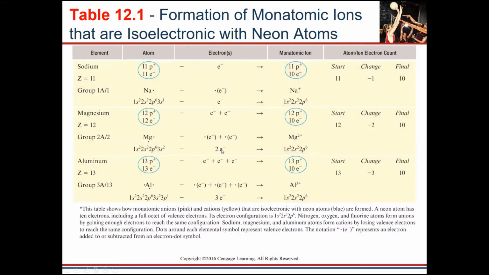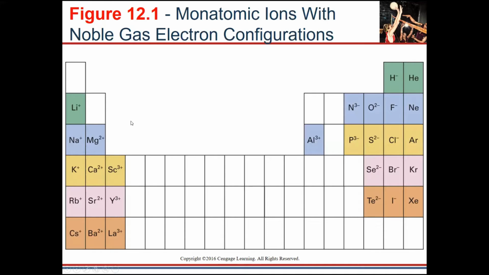The same thing happens here with our positive ion, our cation. Sodium loses 1 and becomes like neon. Magnesium loses 2 and becomes like neon. Aluminum loses 3 and becomes like neon. So all of these can either lose or gain electrons, and they become like neon. Does that make sense?